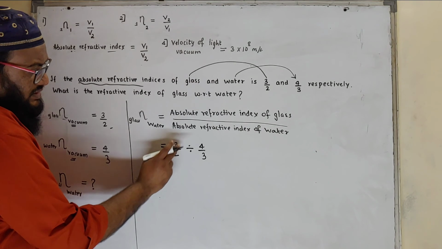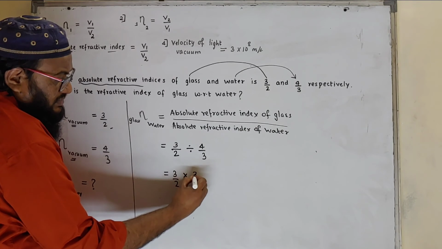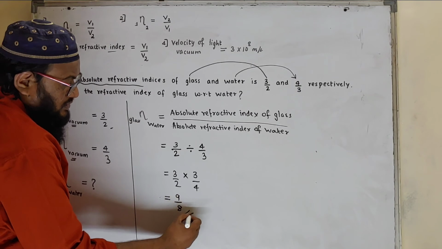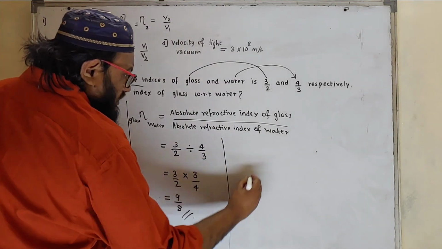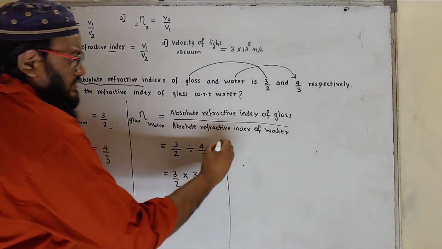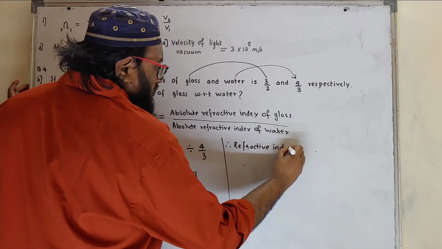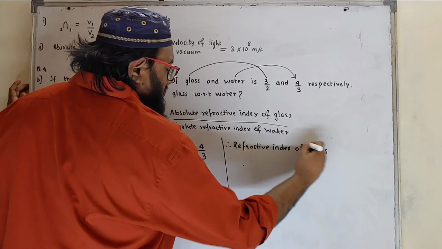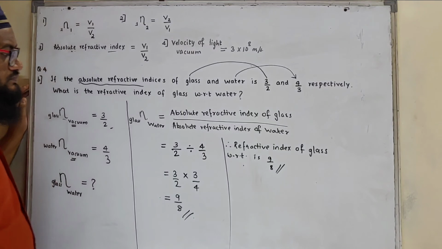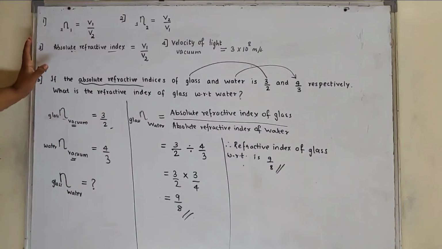So 3/2 divided by 4/3, which is equal to 3/2. If you multiply, it becomes this way. Then 3 3s are 9 and 2 4s are 8. So what we got? Therefore we can say refractive index of glass with respect to water is 9/8. Similarly, you can solve many more questions.